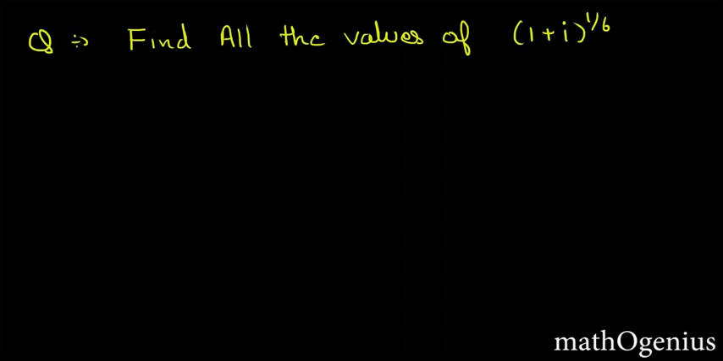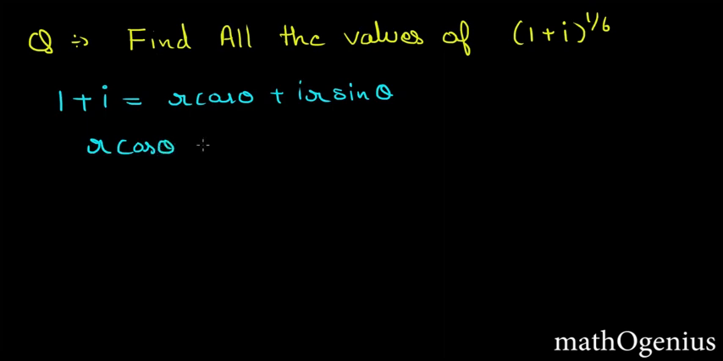First step is to convert this number to cos theta plus iota sin theta terms. So let's write 1 plus iota is equal to r cos theta plus iota r sin theta. Now our goal is to find the value of r and theta so that we can represent this number in this form. So comparing the real and imaginary parts, we get r cos theta is equal to 1, and r sin theta is equal to 1.